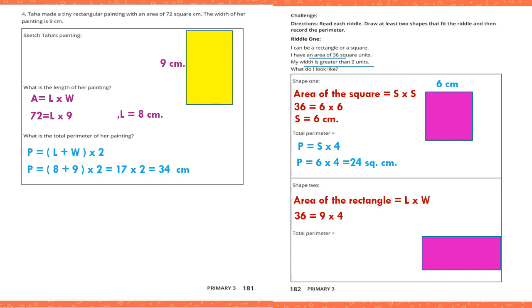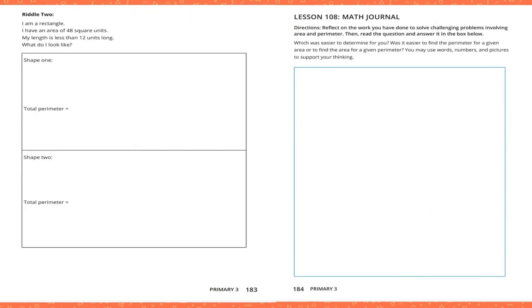The total perimeter will be length plus width all times 2. So it will be 9 plus 4 all times 2 equals 13 times 2 equals 26 centimeters. Riddle 2. I am a rectangle. I have an area of 48 square units. My length is less than 12 units long.